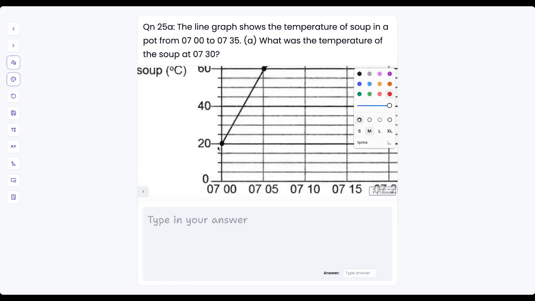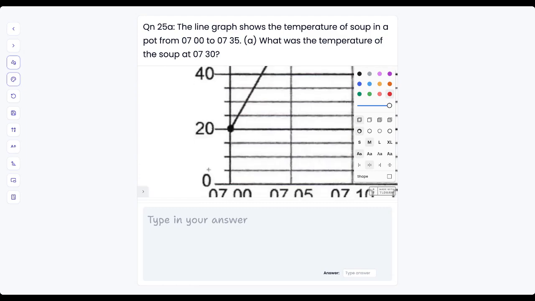Then we also need to know what the gaps are. Always remember to measure the gaps. So the gaps over here: we have 1, 2, 3, and 4. So that means 4 gaps is equal to 20. 1 gap is equal to 20 divided by 4.